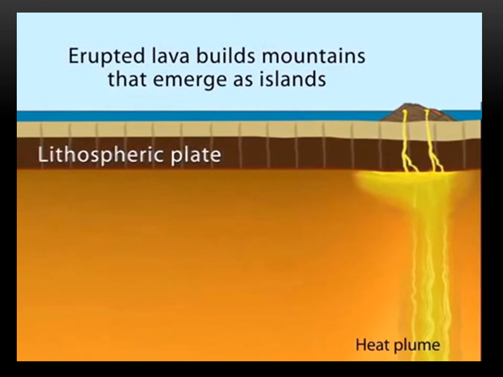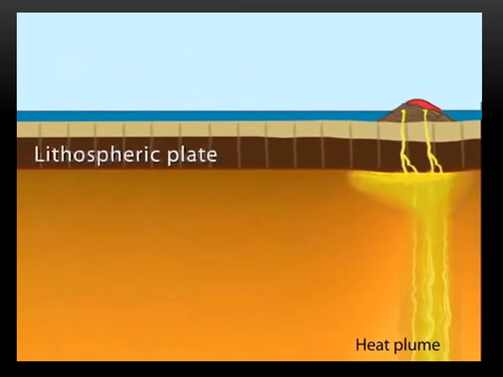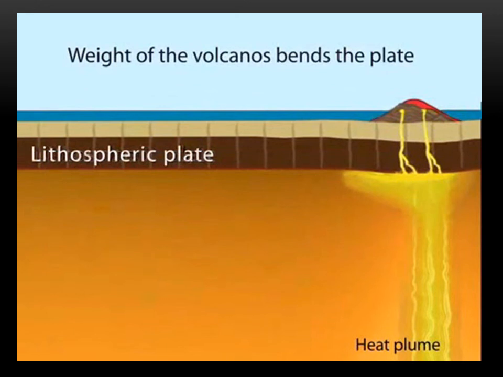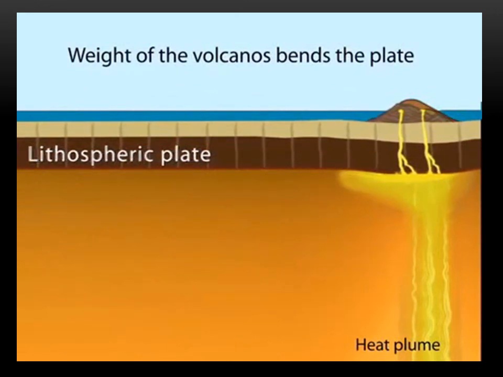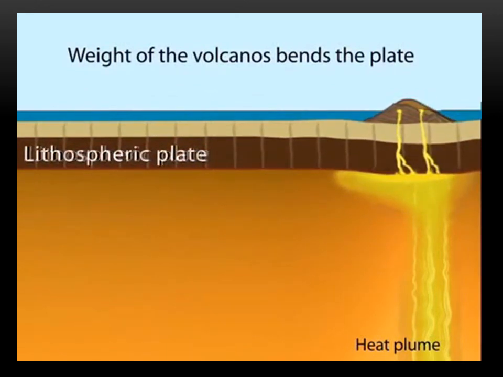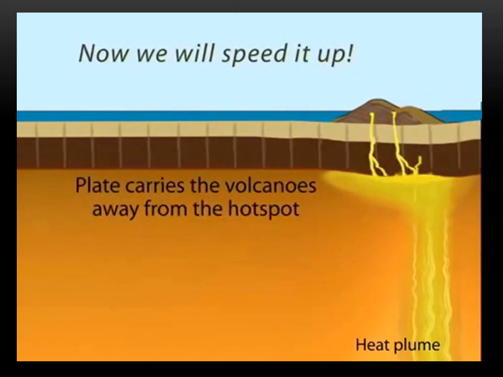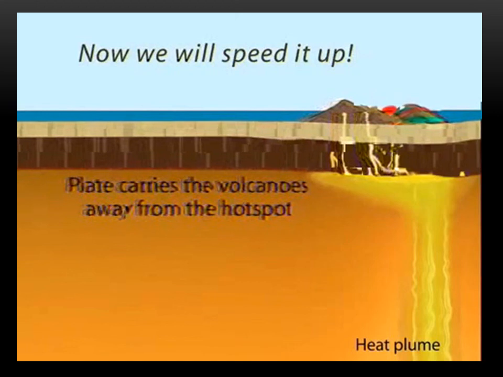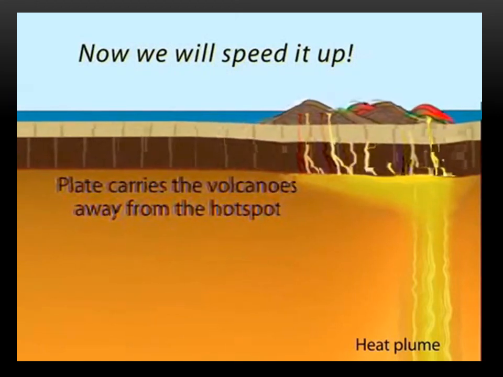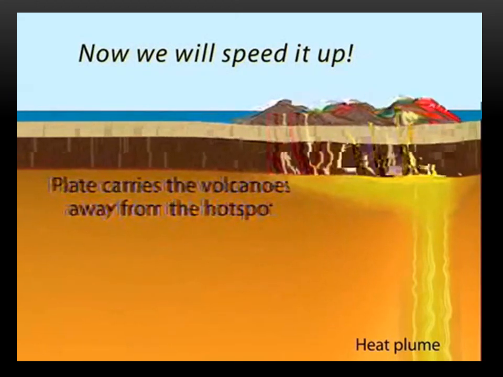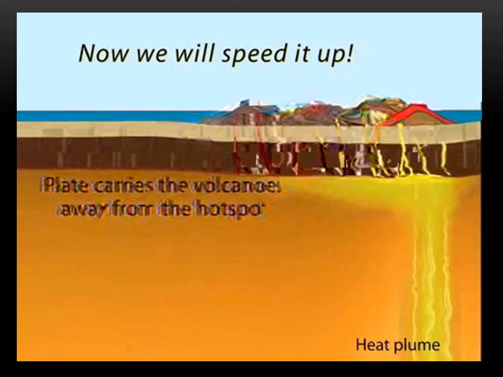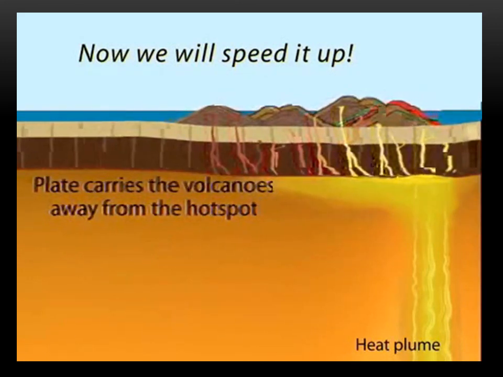Over hundreds of thousands of years, large volcanoes build on top of the plate. The weight of the volcanoes bends the plate downward. Volcanoes that spent their constructive life over the thermal plume slowly get rafted away on the moving plate, and new volcanoes build in their place. Multiple dikes can feed several volcanoes from separate conduits.